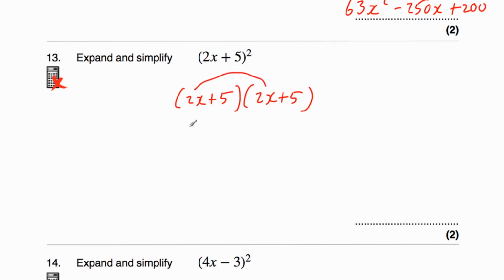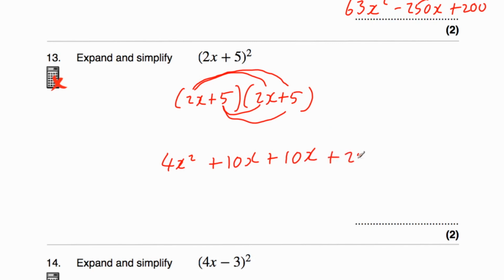So 2x times 2x, well, 2 times 2 is 4, so it's going to be 4x squared. And then we've got 2x times 5. Well, 2 times 5 is 10, so it's going to be plus 10x. 5 times 2x, well, it'll be plus 10x again. And then 5 times 5 is 25, so plus 25. And then if we look at our like terms, we've got our 10x and our 10x, they'll add together to give us 20x. So the answer would be 4x squared plus 20x plus 25. Let's write that down.